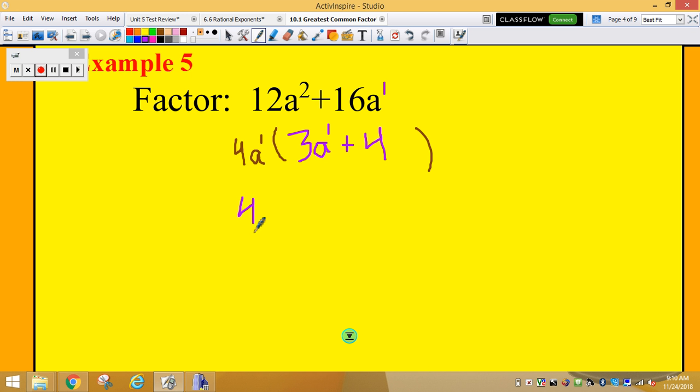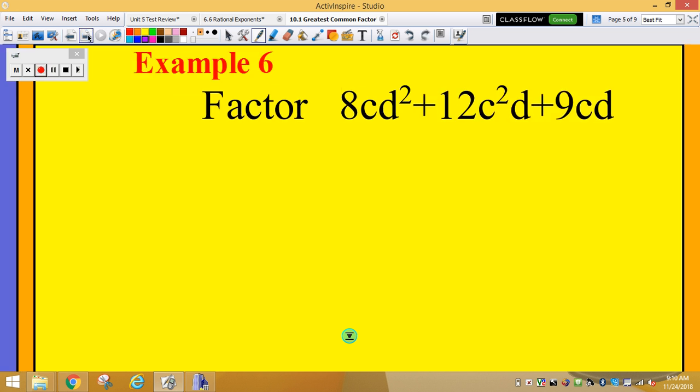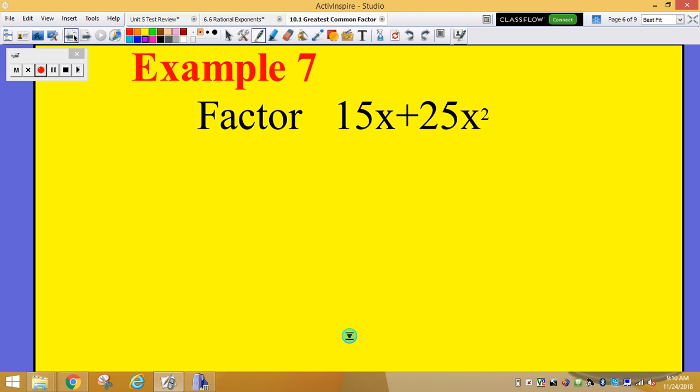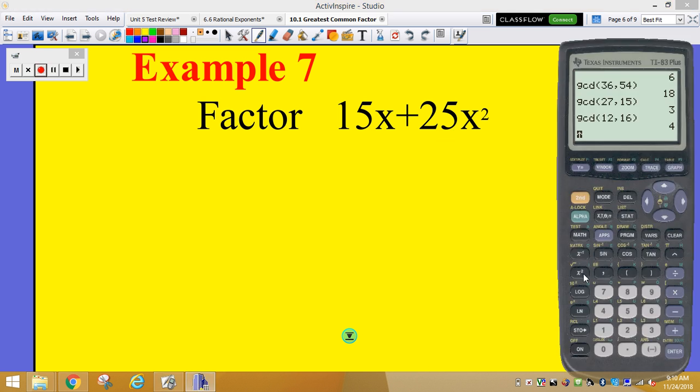So this is my answer, 4A. And when I took it out, I was left with 3A plus 4. Let's do this one. Okay, I want to find my GCF between 15 and 25. It's 5.